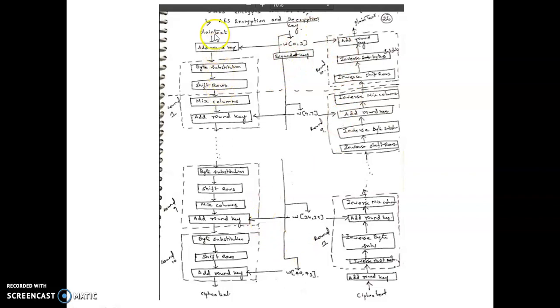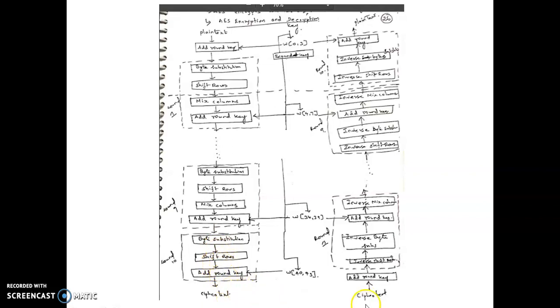Actually, plaintext is given to add round key, then goes to one round. Each round has 4 different functions. Likewise, the round is repeated. Then except the last round that has only 3 functions: byte substitution, shift rows, and add round key. It does not have mix columns.